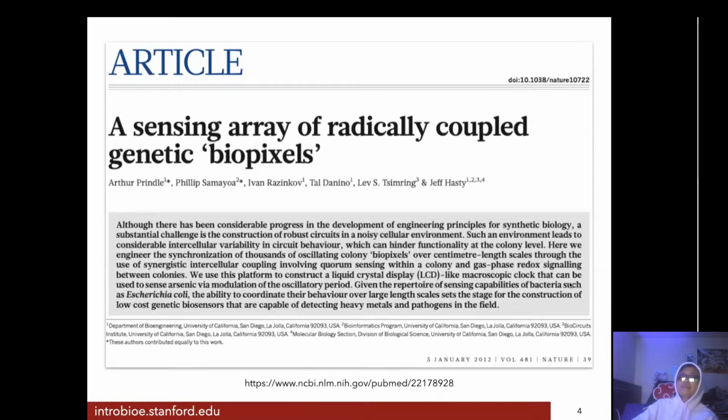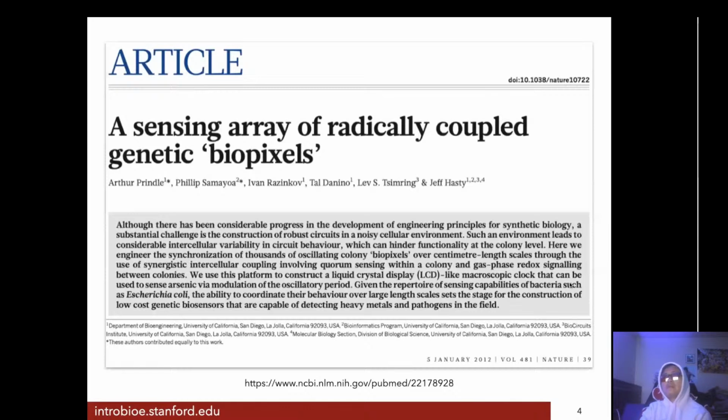Now we're going to read the abstract and see if we can find a claim. Although there has been considerable, this is not a claim, it's just a statement. Although there's been considerable progress in the development of engineering, a substantial challenge is the construction of robust circuits in noisy environments. So this is kind of interesting: noisy, spontaneously mixing, diffusing, randomness. Okay, good. Such an environment, a noisy environment, leads to considerable intercellular variability in circuit behavior.